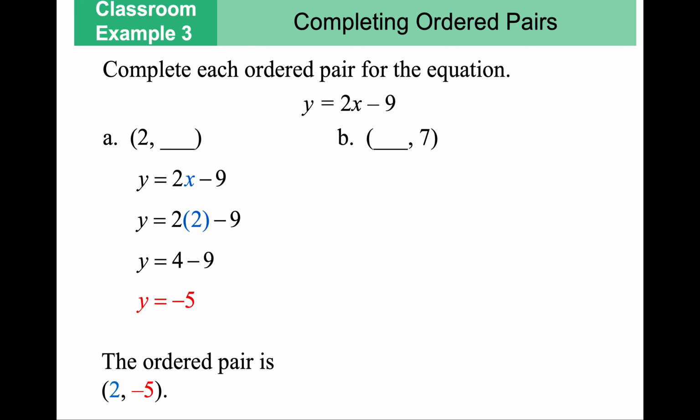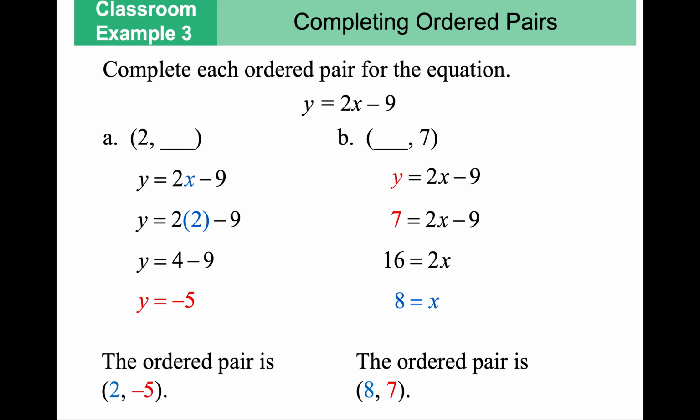Now in B, I don't know my x value, but I know my y value. So I'm going to replace y with 7, and I'm going to solve for x. Using what we know about solving equations, we would need to add 9 to both sides, and then we would need to divide both sides by 2. Now I know that my x value is 8, so the ordered pair is (8, 7).